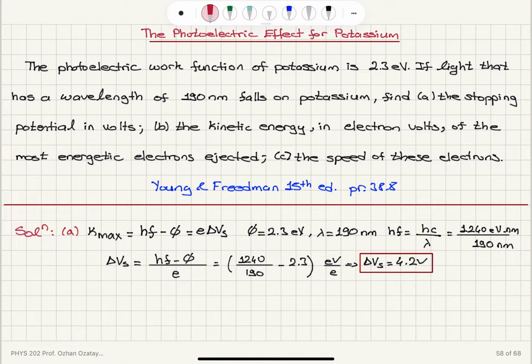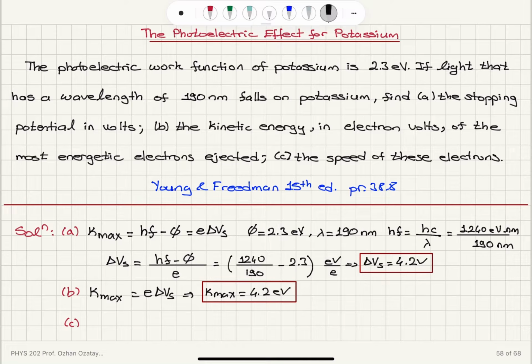Okay, now in part B, what is the maximum kinetic energy in electron volts? The maximum kinetic energy will be equal to e times delta V_s. So that will be just 4.2 electron volts. Now in part C, we want to know the speed of these photoelectrons.